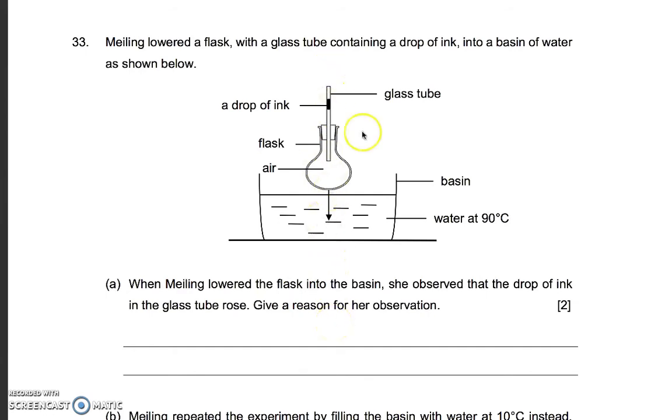So it's important to know that in the flask there is air, and this is water at 90 degrees. So water at 90 degrees is actually hot water. Although it's not stated that it's hot water, we need to know that it is hot water. I'm going to take note here that it's hot water. And the air in the flask is actually cooler.